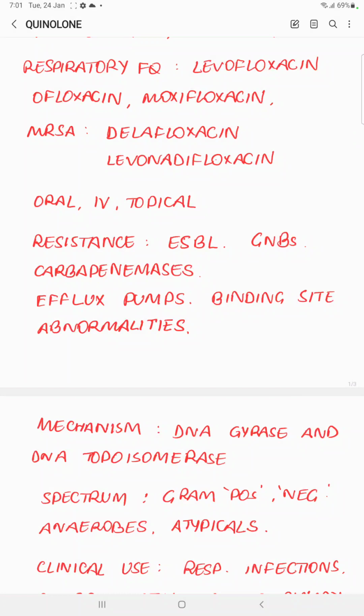The problem with quinolones has been resistance. It has been seen that whenever the GNBs have ESBL, they also have co-resistance to the quinolones, and the carbapenemase-elaborating organisms also have the same phenomenon. The major reason for resistance is employment of the efflux pumps and binding site abnormalities.